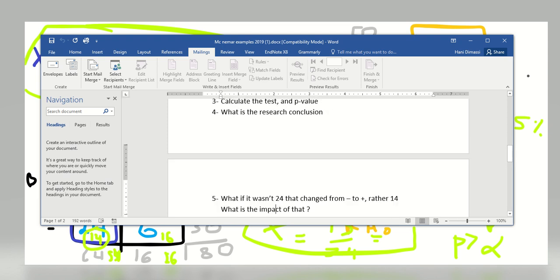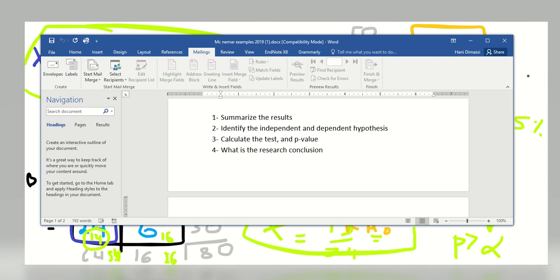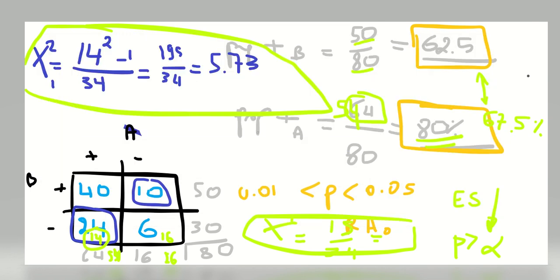All right, so that's it. We worked 2 problems with the McNemar and we answered all the questions. I hope you find this example helpful.